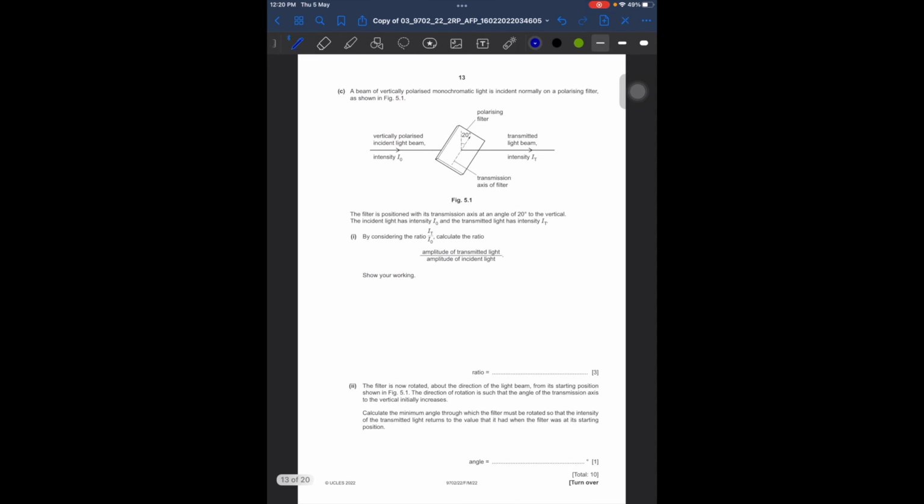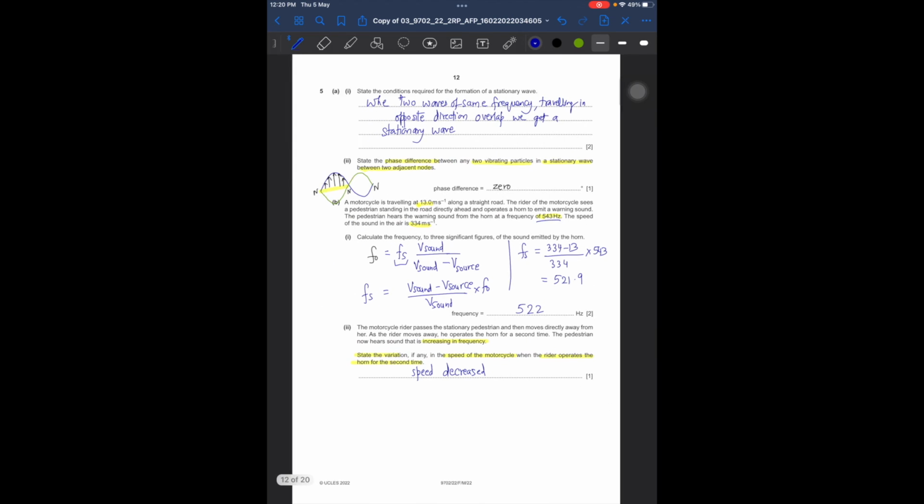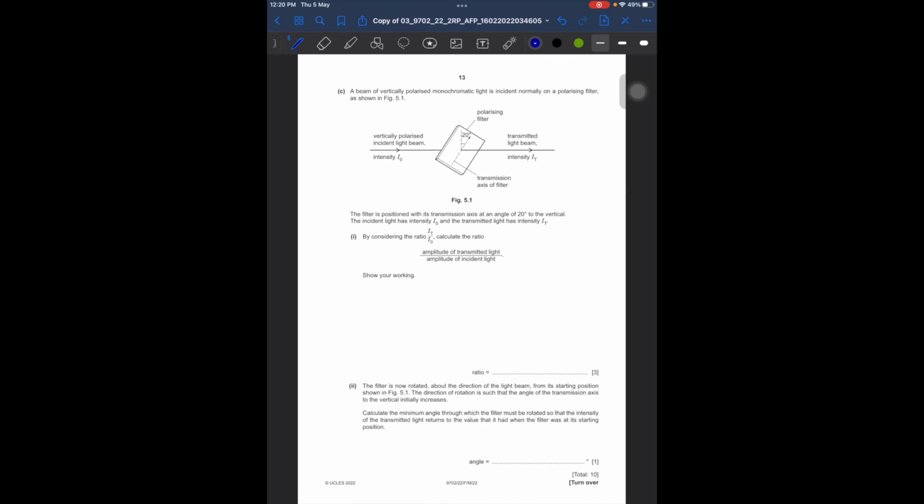Then the next question is a continuation of this? Yes. The next question is on polarized monochromatic light. So we pass polarized monochromatic light through a polarizing filter, and the angle is given as 20. We want to find the ratio of the amplitudes. We should know that intensity is directly proportional to the square of amplitude. That means the ratio should be the square root of the transmitted light intensity over the incident light intensity.